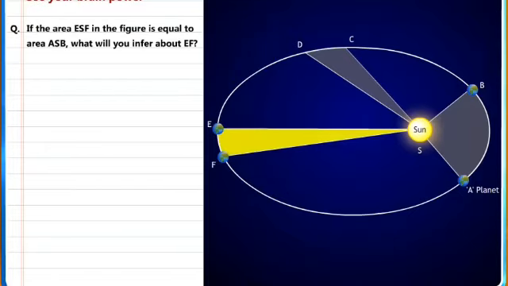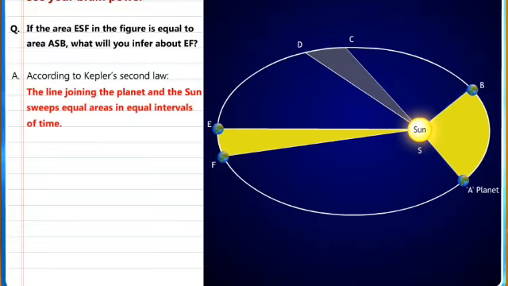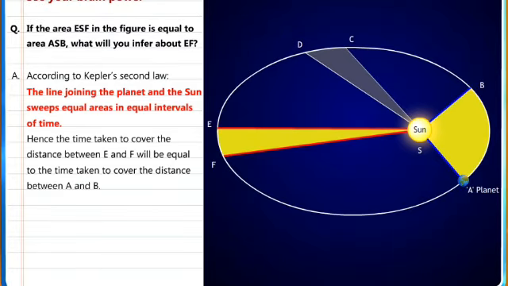Now see here. Question: if the area ESF in the figure is equal to area ASB, what will you infer about EF? According to Kepler's second law, the line joining the planet and the sun sweeps equal area in equal intervals of time, as we have seen. Hence, the time taken to cover the distance between E and F will be equal to the time taken to cover the distance between A and B.